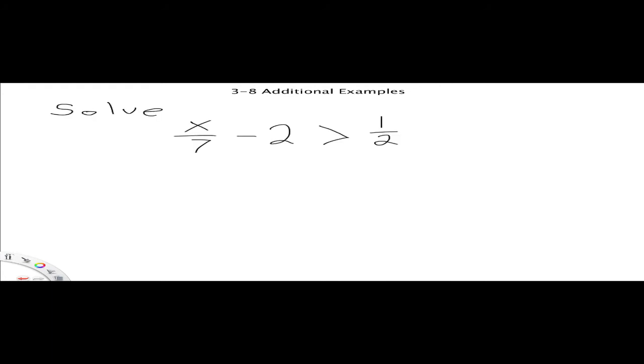Here's another one when this involves an inequality. What we're doing here, again, is clearing fractions. As soon as we've cleared fractions, we're dealing with it following the rules we learned for solving inequalities. So x over 7 minus 2 is greater than 1/2. We need something that can be divisible by 2 and 7. Well, 7 is not, 14 is, so there we go. We're going to multiply through by 14.